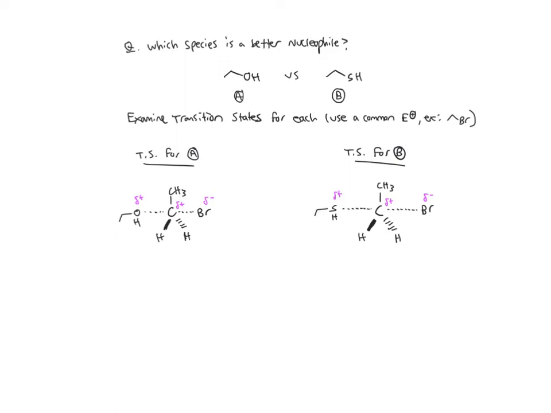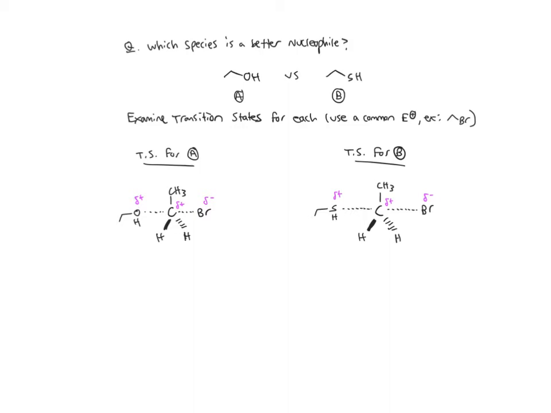In this video, we're going to discuss how the size of the nucleophilic atom can affect its nucleophilicity. So how good of a nucleophile is it? In this case, we're comparing oxygen with sulfur. They're in the same column of the periodic table. Sulfur is below oxygen, and so sulfur is going to be the larger atom.